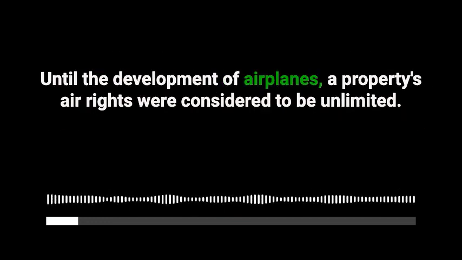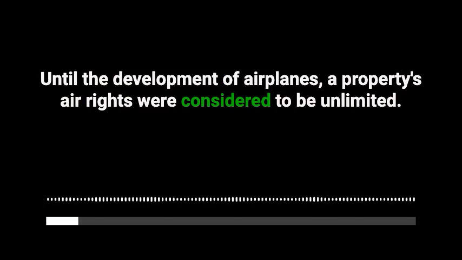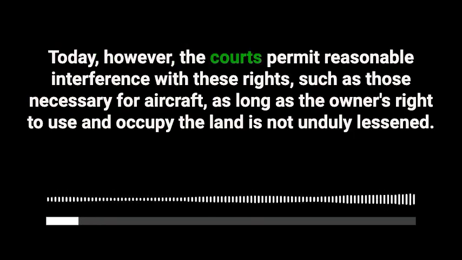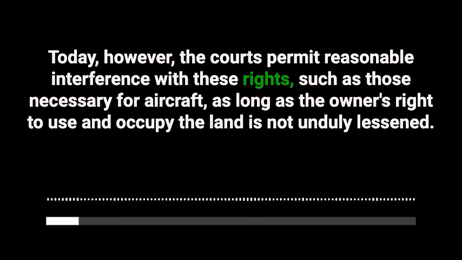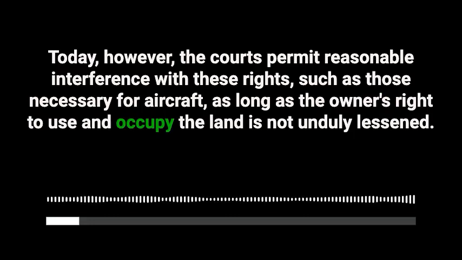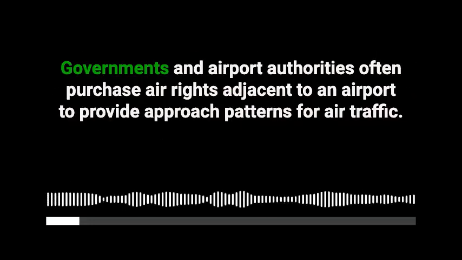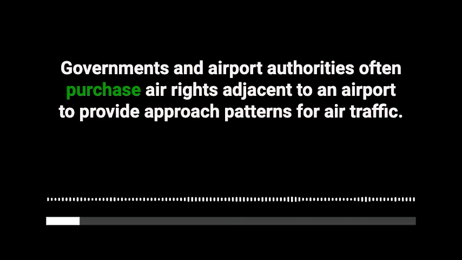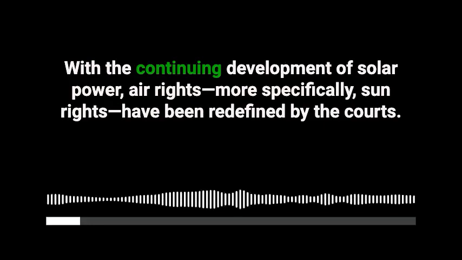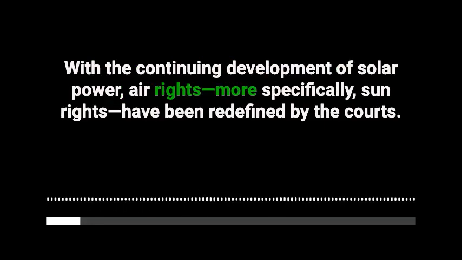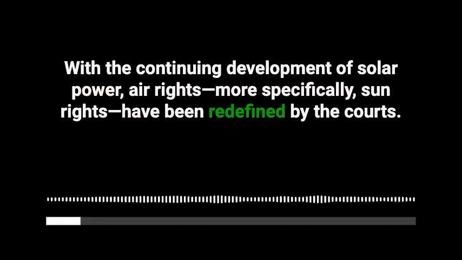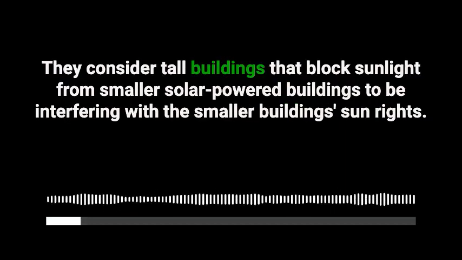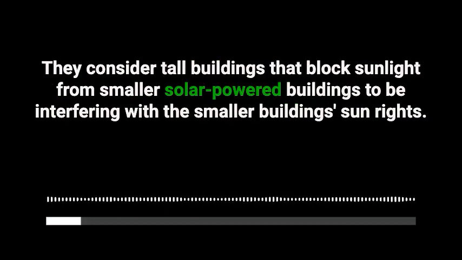Until the development of airplanes, a property's air rights were considered to be unlimited. Today, however, the courts permit reasonable interference with these rights, such as those necessary for aircraft, as long as the owner's right to use and occupy the land is not unduly lessened. Governments and airport authorities often purchase air rights adjacent to an airport to provide approach patterns for air traffic. With the continuing development of solar power, air rights, more specifically sun rights, have been redefined by the courts. They consider tall buildings that block sunlight from smaller solar-powered buildings to be interfering with the smaller buildings' sun rights.